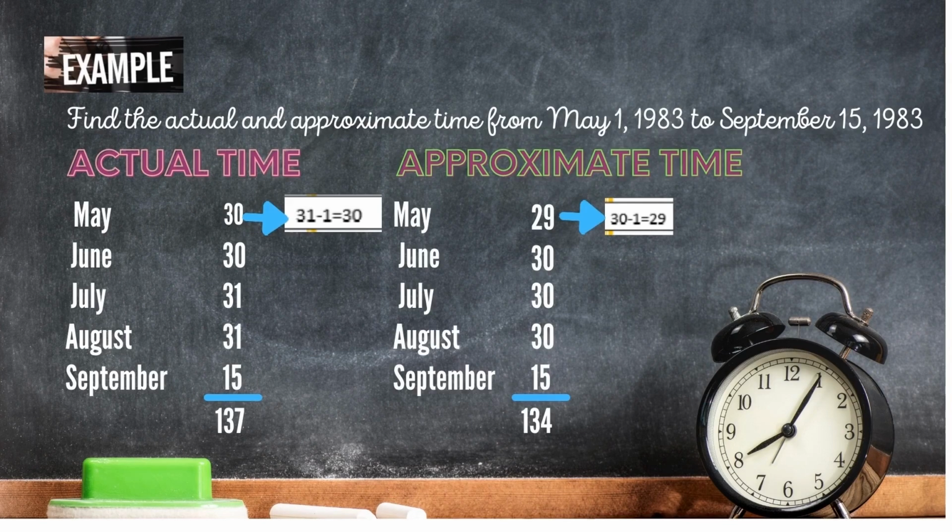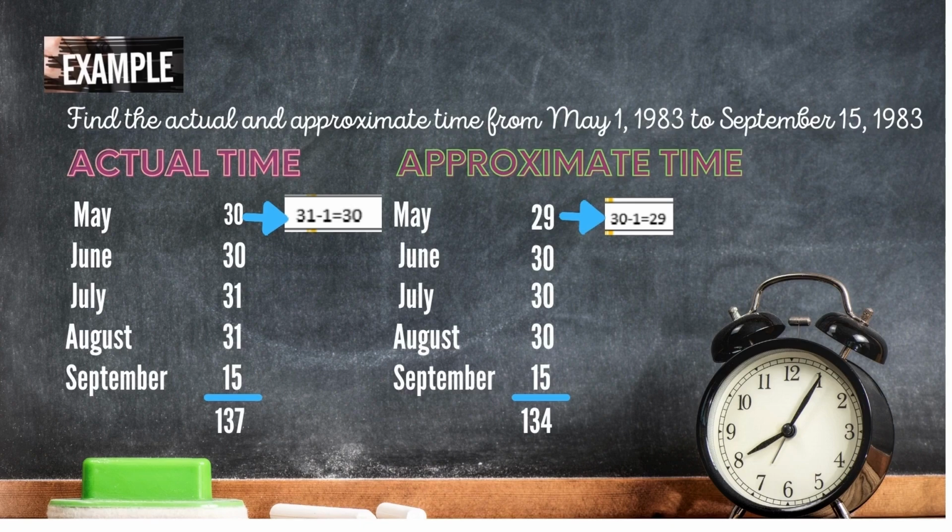Now let's take a look at this example. Find the actual and approximate time from May 1, 1983 to September 15, 1983. Here, 1983 is not a leap year because it is not divisible by 4. Then we have to solve for the actual time. First, we identify the first date, which is May 1, because we will not include it in the computation. Since May has 31 days, we have to deduct May 1.